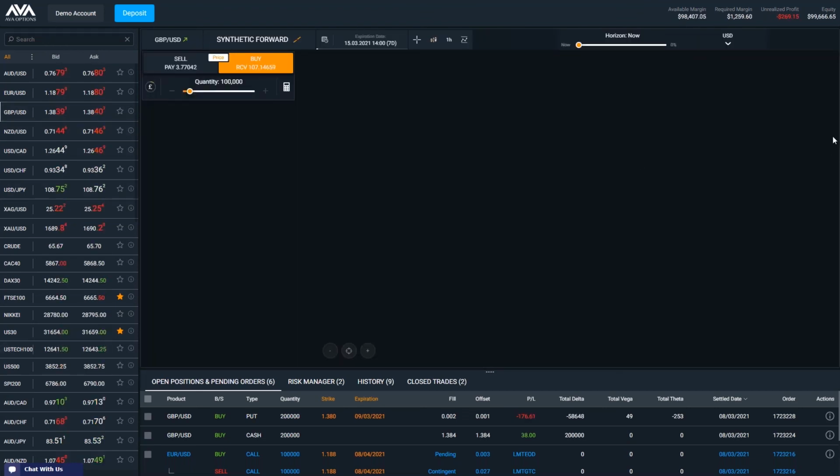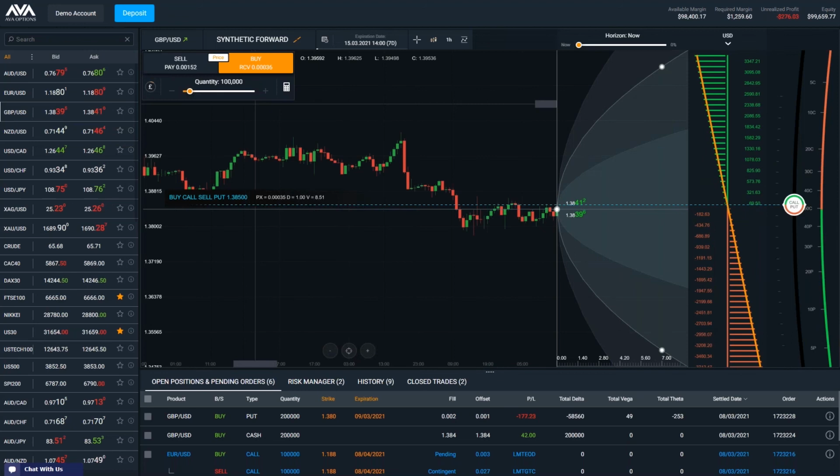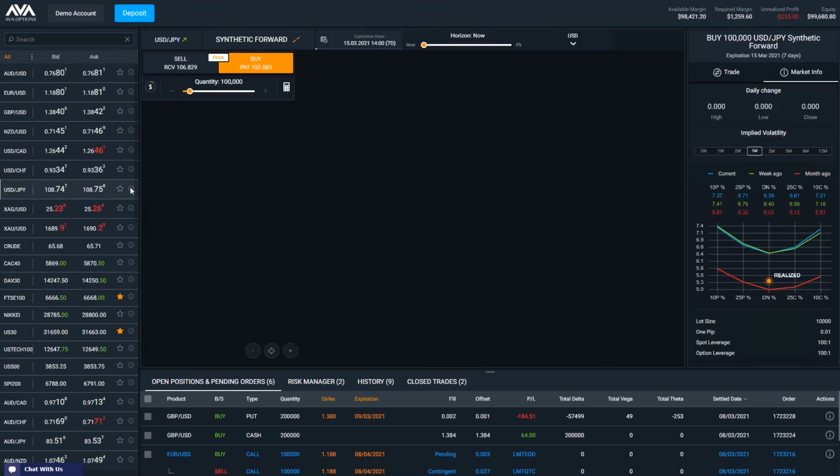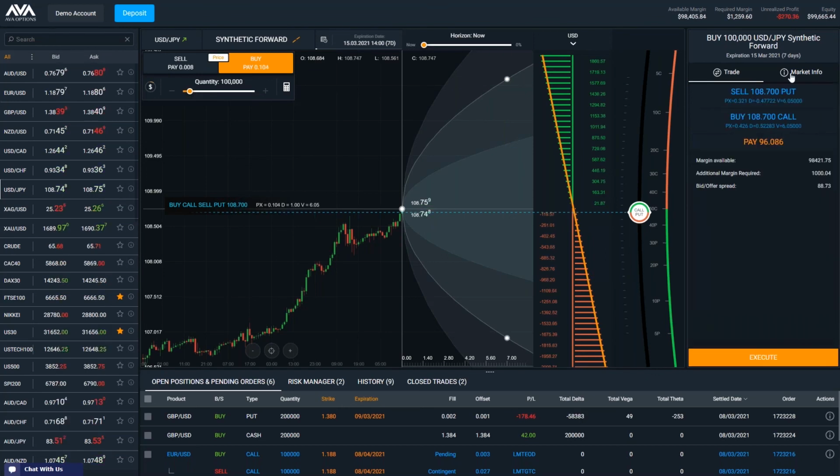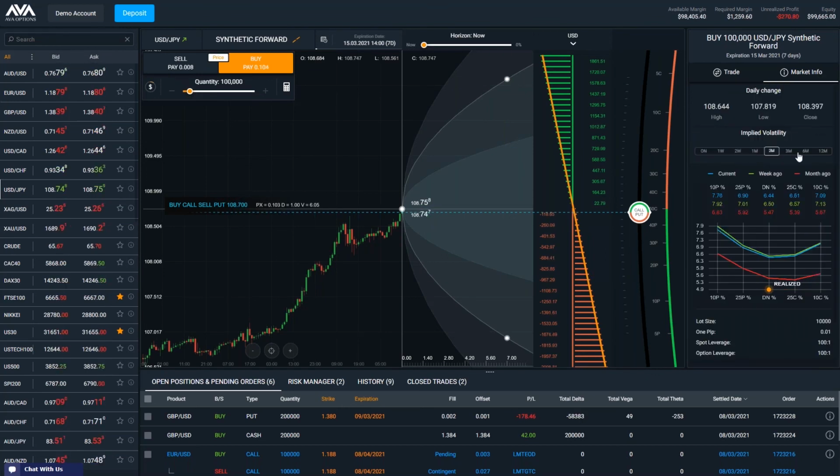There's one other feature over here. If you click the information button, here you can see information about the daily change, high, low, and close. So here's the trading, and here's market information. You can see implied volatility curves. Where was the implied volatility today is in blue. Where was it a week ago in green? Where was it a month ago in red? And what was realized volatility? So a lot more information for you to see, and same thing, of course, in the mobile app.